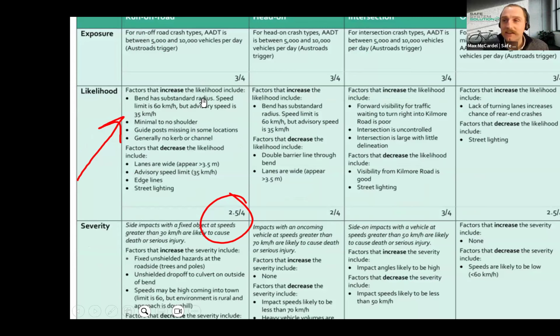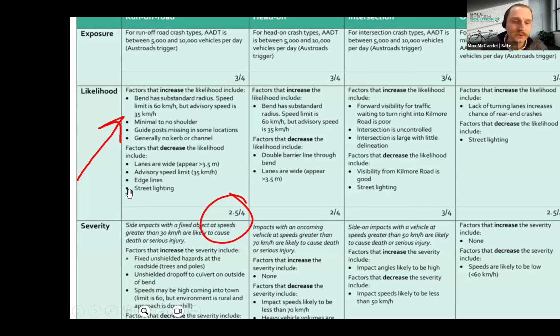Bend has substandard radius. Speed is 60 kilometers per hour, but advisory is 35. There's minimal to no shoulder. Guideposts were missing. Generally no curb and channel. So it's just dot pointed out. They're not paragraphs here. You don't want paragraphs here because this matrix can quickly get huge. You want to make sure that these are just the salient points, the most important details.